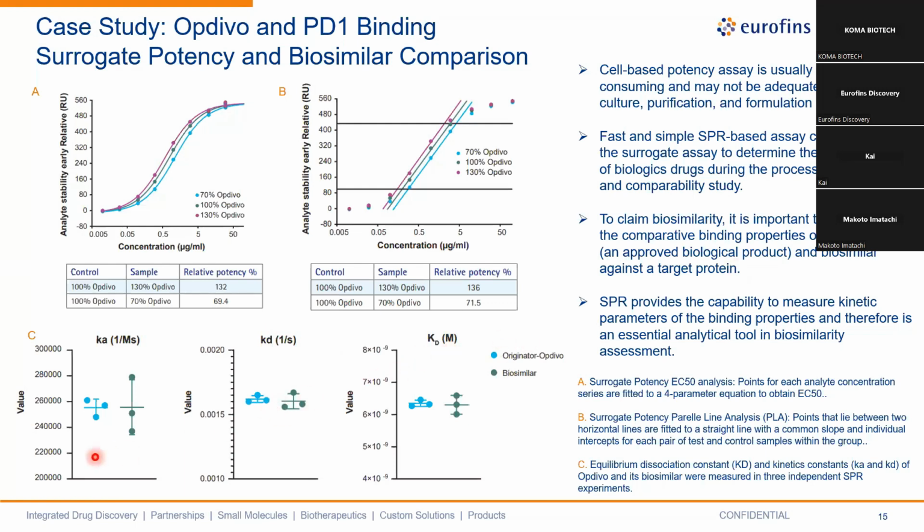This is a 3 repeat of a 3 independent experiment of both the originator Opdivo, and also its biosimilar. And with SPR, you can generate this graph very easily to do this comparison as a biosimilar assessment. You can also, of course, compare its sensorgram as well if you want to. Yeah. So it's a very powerful technique. So SPR provides a capability to measure the kinetic parameters of the binding property, and therefore is an essential analytical tool in biosimilarity assessment.